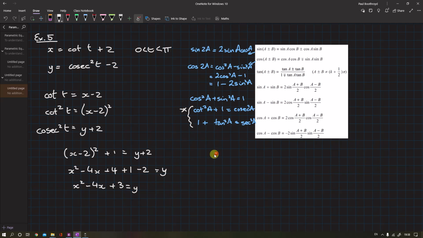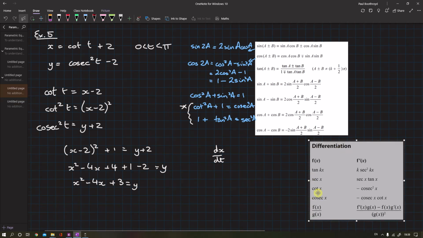So using dx/dt, can we differentiate cot? I'll check our notes. Yeah, I can differentiate cot. That gives me minus cosec squared of t in this case. And let's try it for our values. First, try when t is 0.